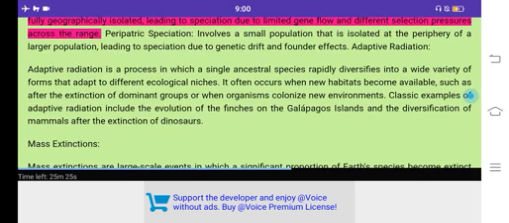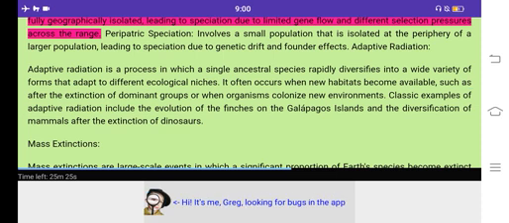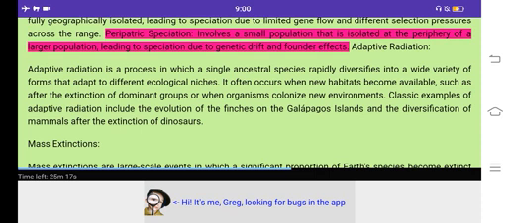Parapatric speciation happens when populations are adjacent but not fully geographically isolated, leading to speciation due to limited gene flow and different selection pressures across the range. Peripatric speciation involves a small population that is isolated at the periphery of a larger population, leading to speciation due to genetic drift and founder effects.